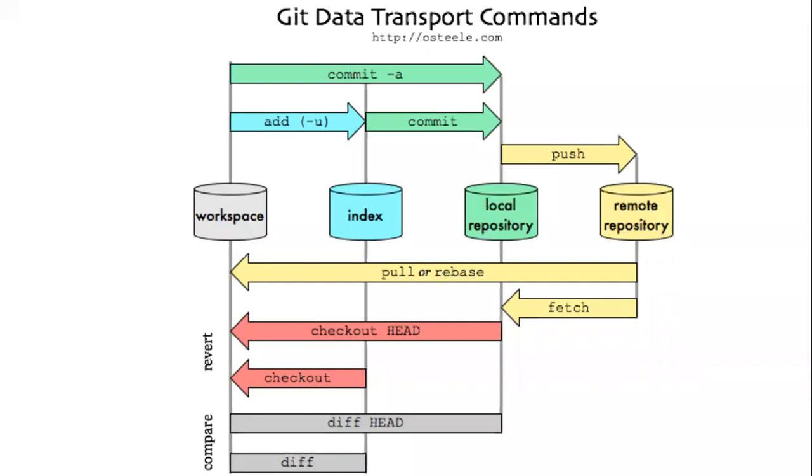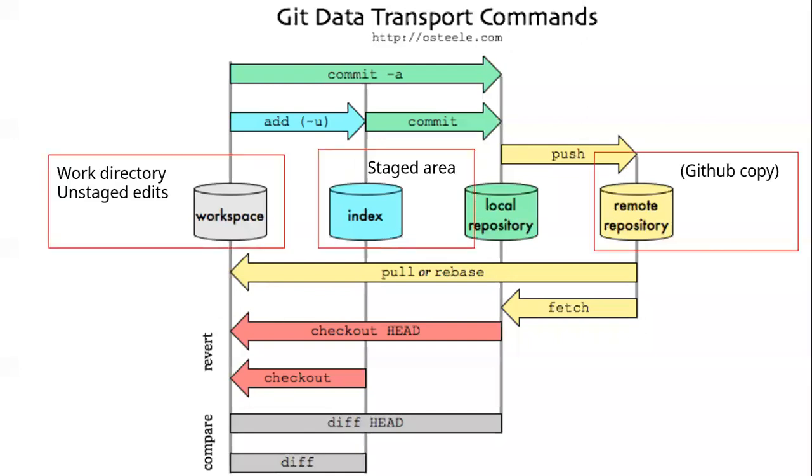To give you a basic idea about how complicated Git can be, this is a diagram where you have 4 places where you have the same code. So there is something called workspace, which is the place where you write the code and edit it. And there is something in the middle called index. So we also call this staged area.